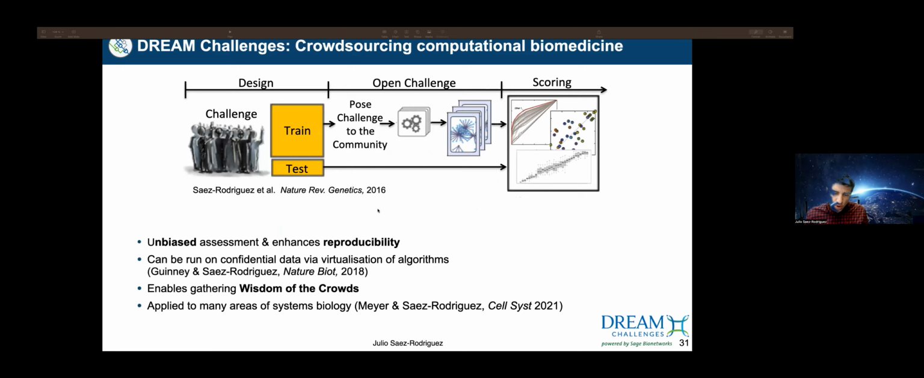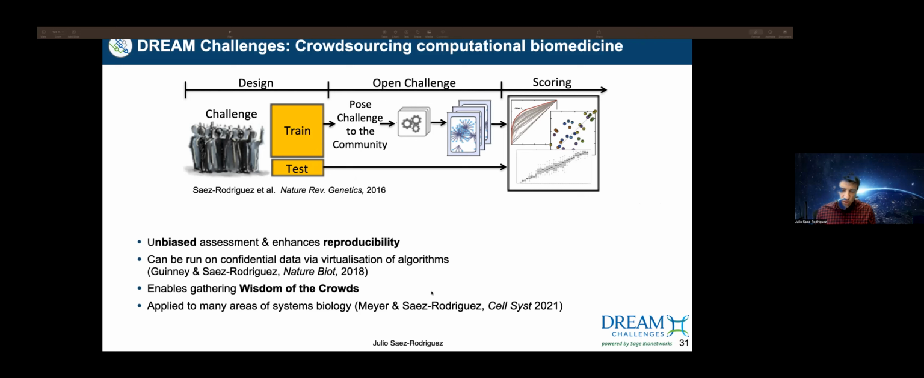And we also tried to address this question of drug response in the context of the DREAM challenge that was mentioned before, right? So in the DREAM challenge, what we do is we try to pose questions to the community, and the community tries to address them with different methods. And by doing so, we can have an unbiased assessment of strategies and also improve reproducibility. And this can also be run even on confidential data like patient data by using virtualization containers. Those enable us to gather the so-called wisdom of the crowd, bringing a lot of methods, and can be applied to many areas of systems biology.